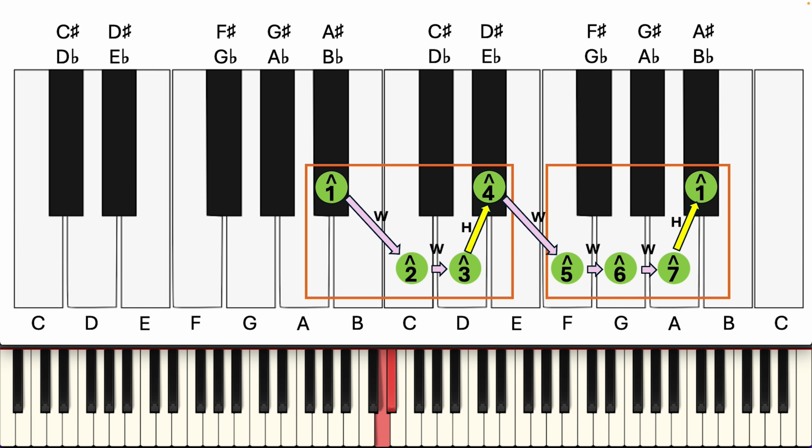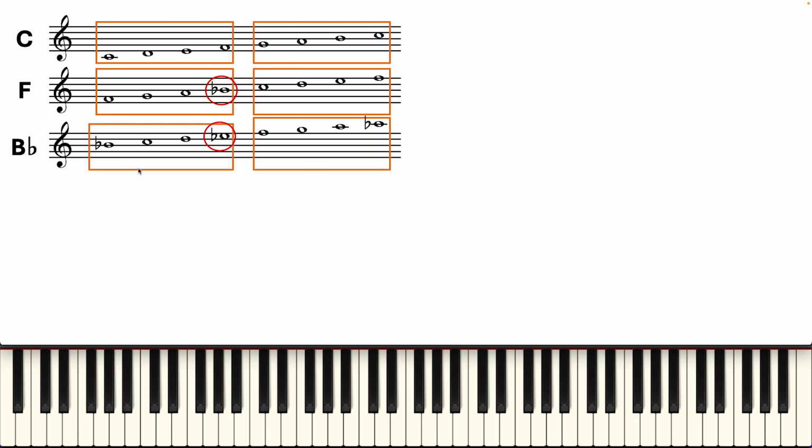Whole, whole, half, then whole, whole, whole, half. And you see what happened here is that we lowered the E into E flat. So you see the B flat major scale, we start from the B flat, then C, D, E flat, we lower the scale degree 4, F, G, A, and then B flat.